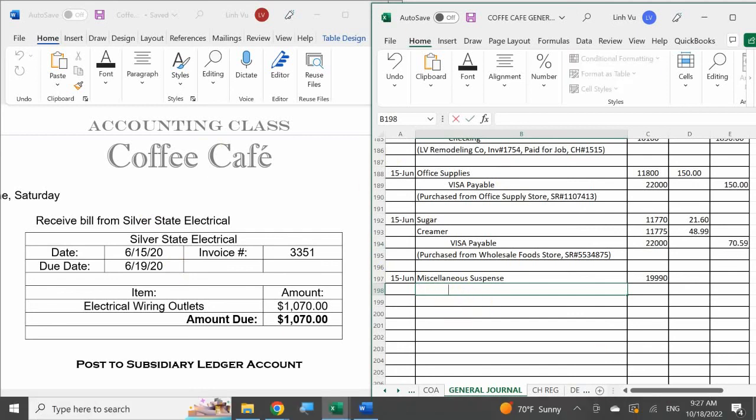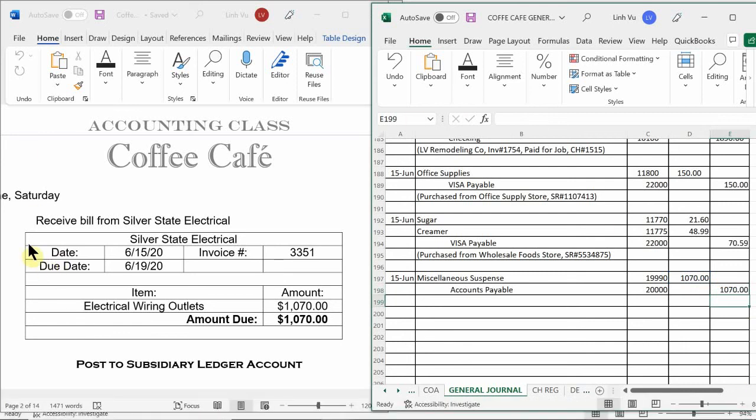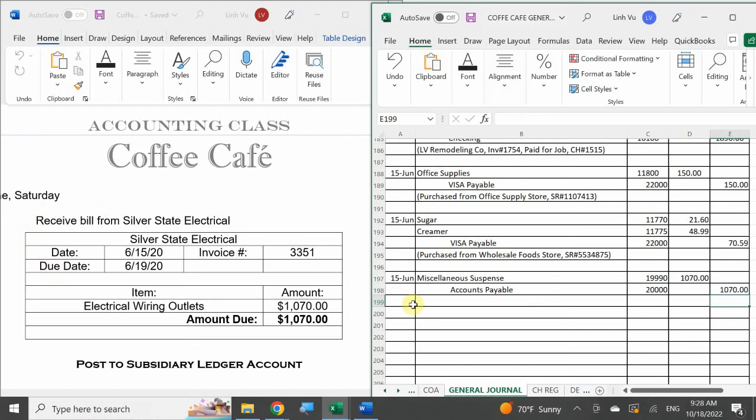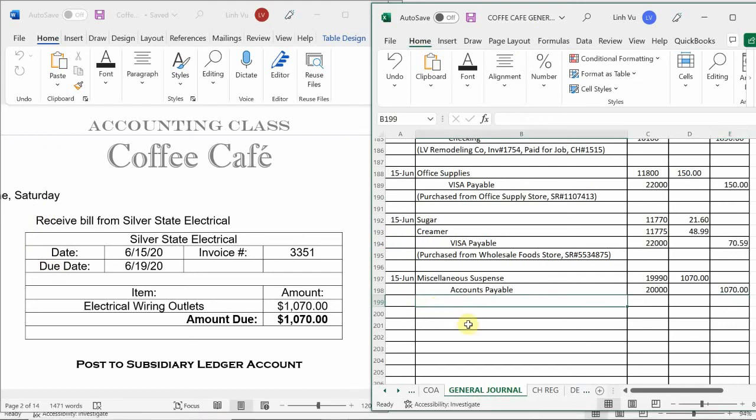We're accepting that a job has been completed, but we're not paying them now. We're choosing to pay them later. Okay, for how much? How much was this electrical wiring job? 1,070. Okay. And here you have every piece of information you need for the description. So what happened here? How do I describe this transaction?